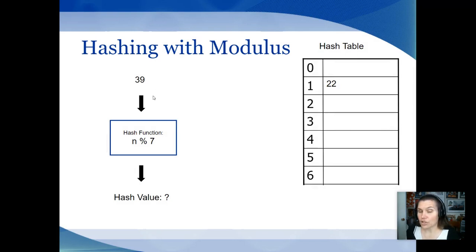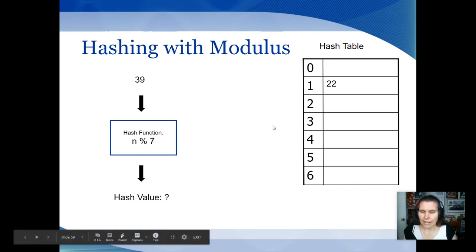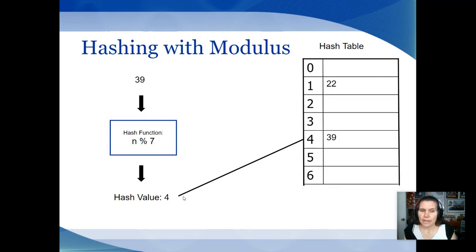39. What is 39 mod 7? Need like the Jeopardy music here. Okay, so if we take 7, 14, 21, 28, 35. I go up to 35 if I do 7 times 5. And 7 times 5 is 35, and I got 4 left over that's not in a group, so my 39 is going to go in position 4.